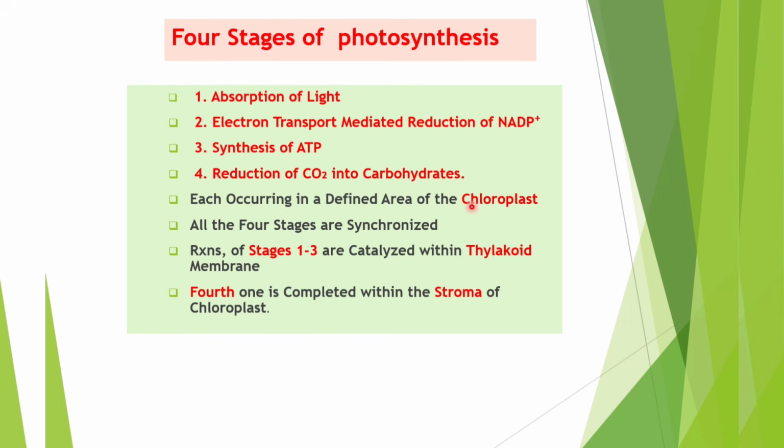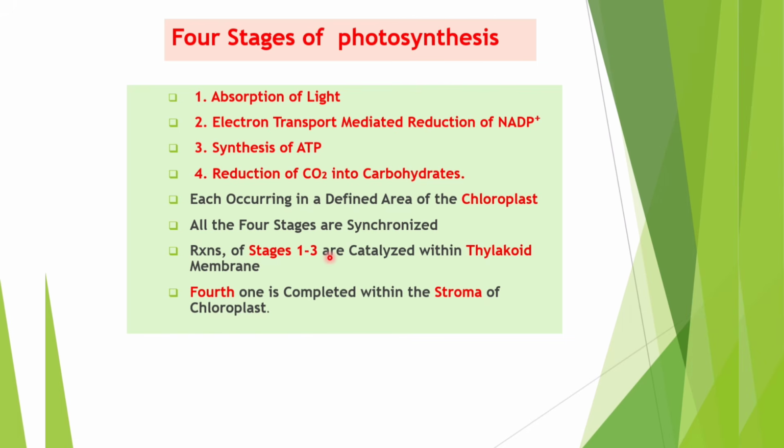We have a stroma, which is a colorless portion having different enzymes, minerals, and vitamins, and then we have a lamellar portion, which is the granum, where we have the pigments. So this phase will be taking place in the pigment area, that is the membranes of the thylakoid, and this phase will be taking place within the stroma of the chloroplast. So all the 4 stages are synchronized because they are dependent on each other.